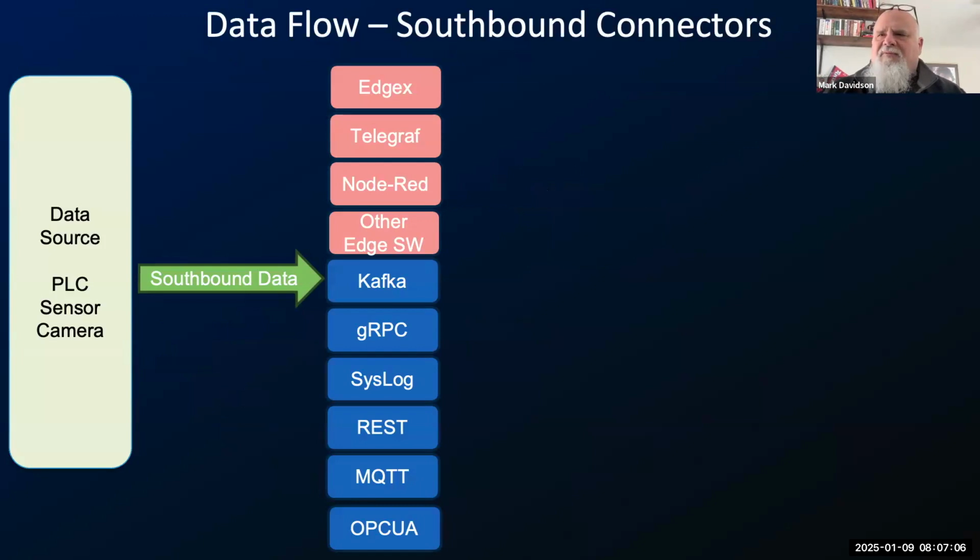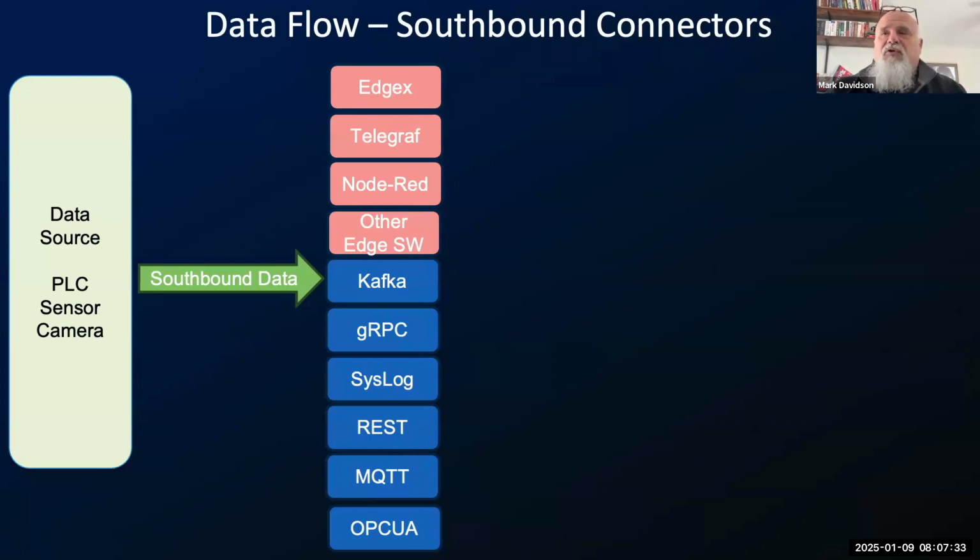There's a variety of southbound connectors. The ones in blue you see are built into Anylog, so we can communicate directly to Kafka, Google's gRPC, syslog, a REST API, MQTT, as well as OPC-UA. This is a new one that we just added a couple of weeks ago.